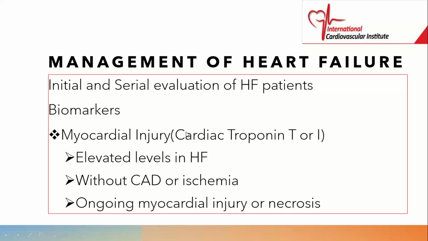So another biomarker comes from myocardial injury, damage to the heart muscle cells. When the heart muscle cells are damaged, you're going to release either troponin T or troponin I, and we can measure that in the blood. In heart failure, we get elevated troponin T or troponin I. Not very high, but we do get some amount of elevation. And we get this elevation without the patient having any significant coronary artery disease or ischemia.